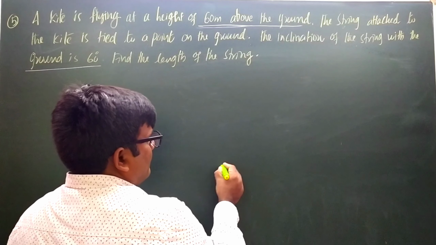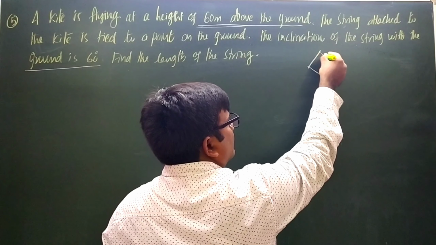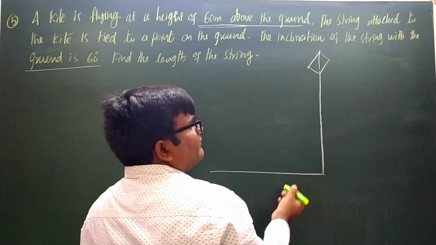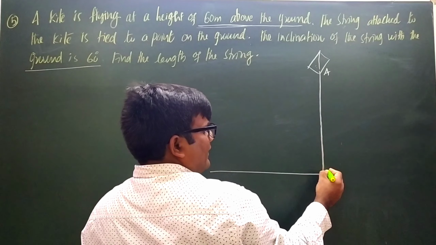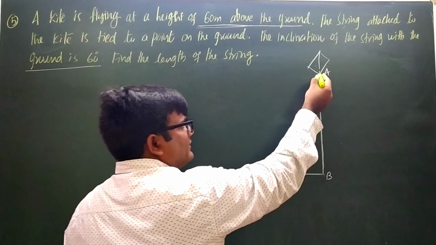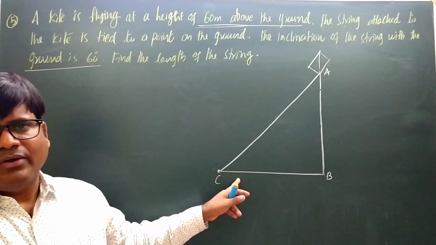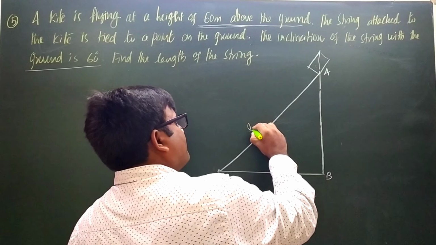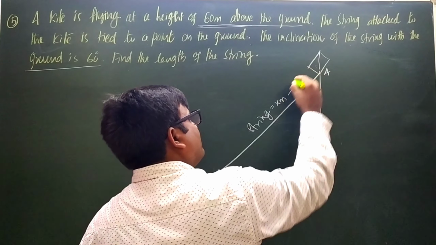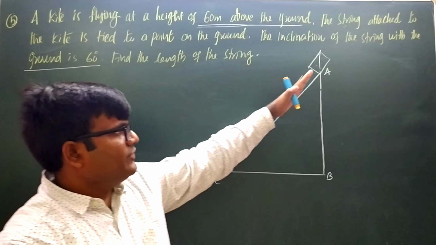So, same diagram, the ground. Here one kite is flying. The height of the kite is AB, and C is a point where the string is tied on the ground. This one is the string. Let the length be x meters. Finally they are asking to find the length of the string. So this one is a kite.